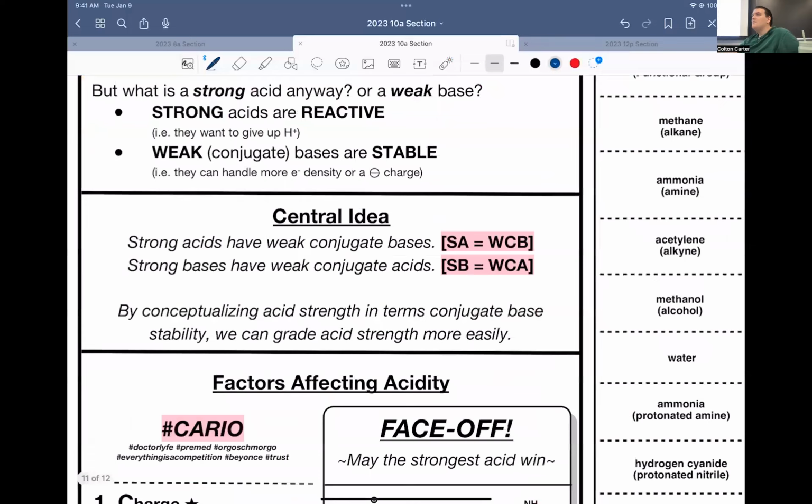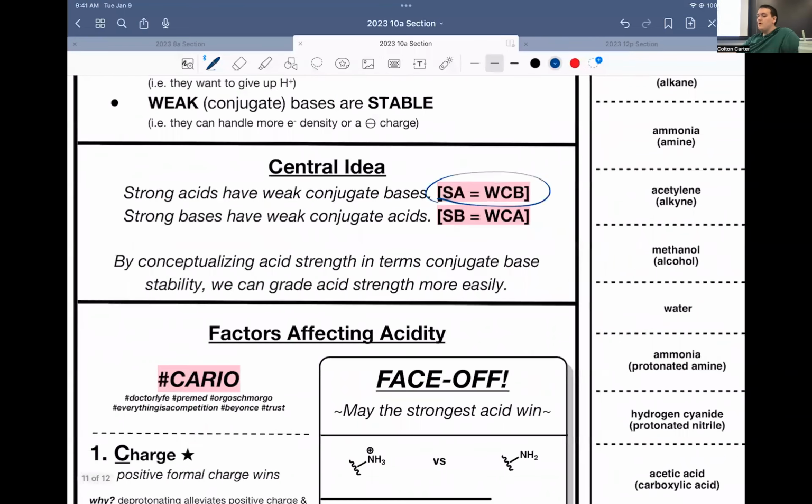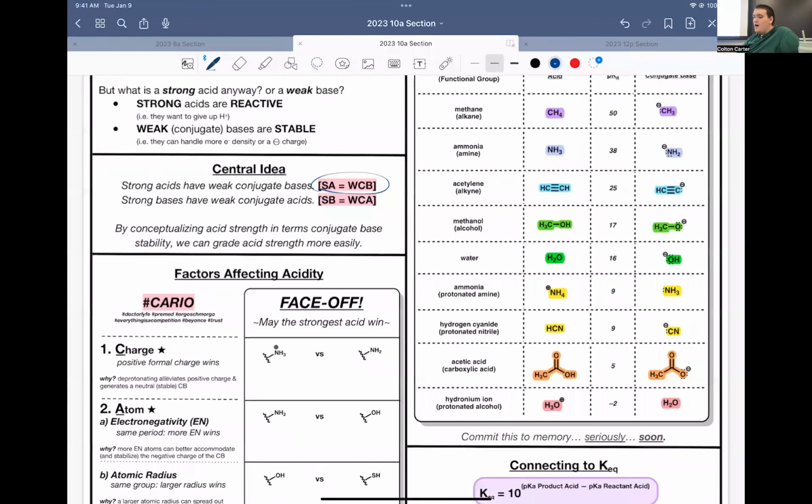The central idea that you probably heard in some class, which I'm going to state in this short little acronym, is strong acids have weak conjugate bases. Those acids that are really strong and want to react are going to have very stable conjugate bases. So we can use the stability of a conjugate base as a way to grade and rank acid strength. And so we're going to do a little face off.